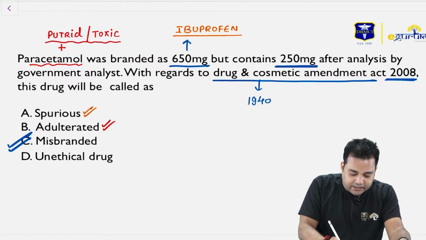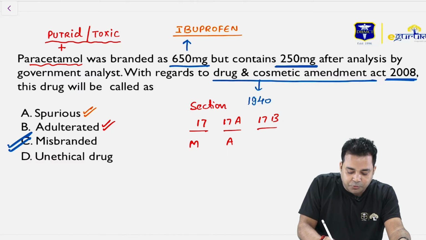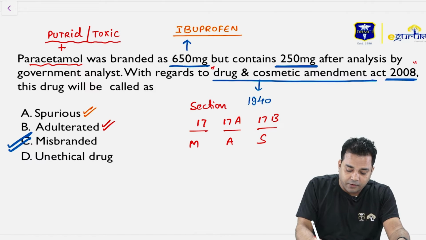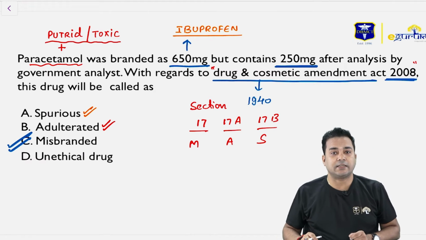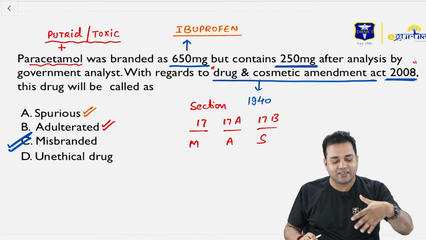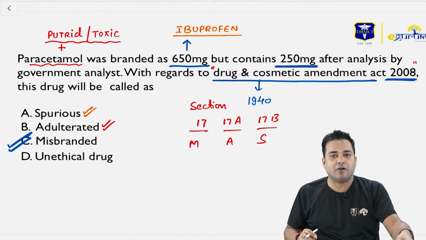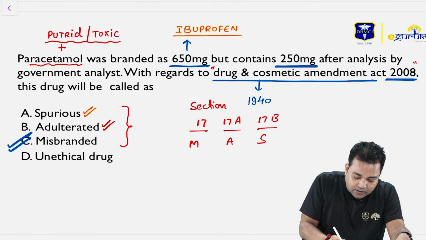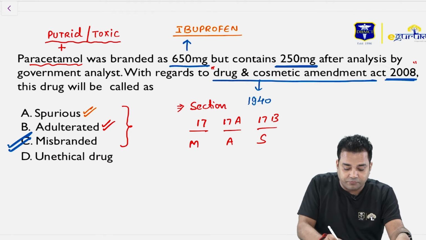So basically sections 17, 17A and 17B define misbranded drug, adulterated drug and spurious drugs with respect to the Drug and Cosmetic Act. And one more question was asked in INI-CT exams. Unethical drug, there is no such name called unethical, that is just a hypothetical option. These are the names which have been classified in the sections of this act.